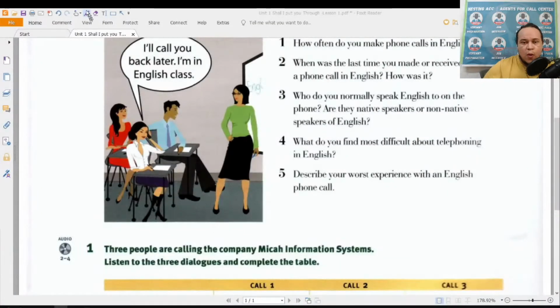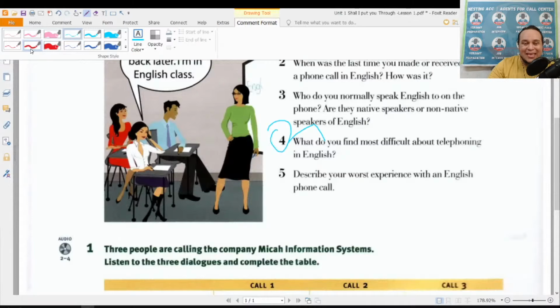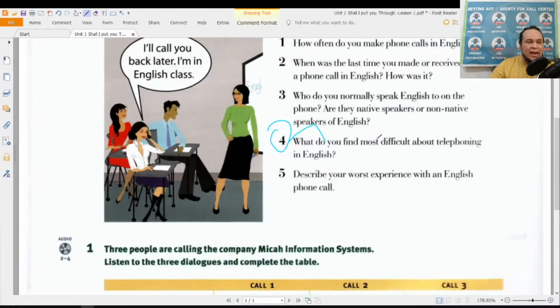So we are in question number 4, everybody. What do you find most difficult about telephoning in English? What is the most difficult part? It's because you can't understand the person that actually is on the other line. What is the most difficult thing about that? What is it?